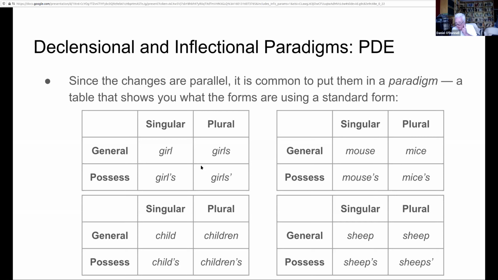The apostrophe or not apostrophe is a graphic clue. It's not an oral clue. You can't hear the difference. So it's actually even, there's basically girl, and then the rest of them end in S.